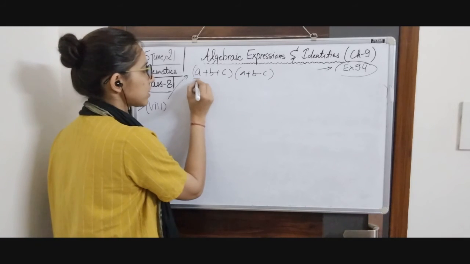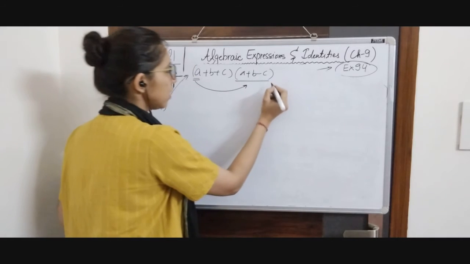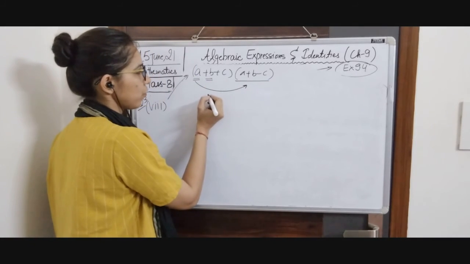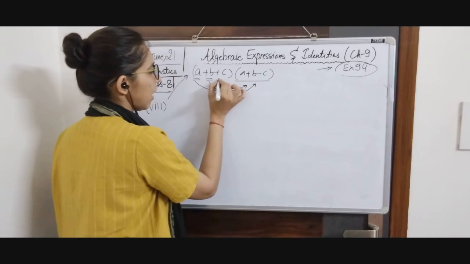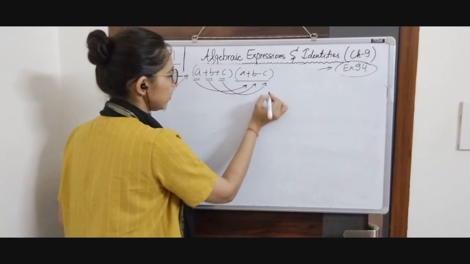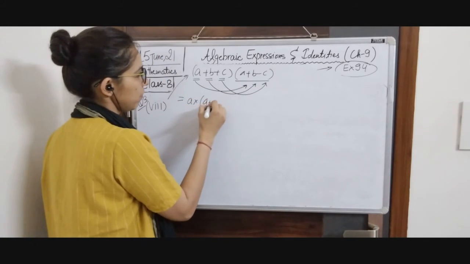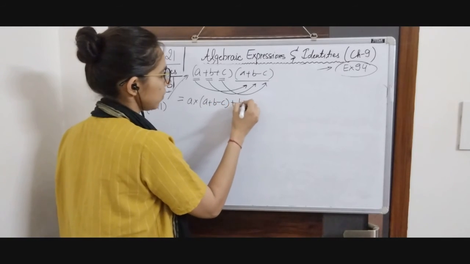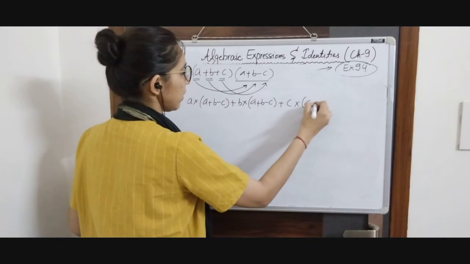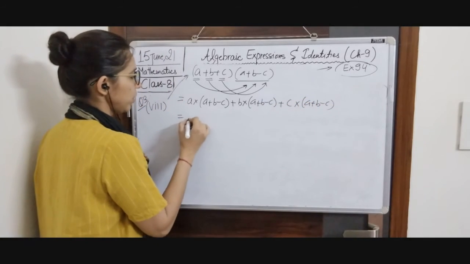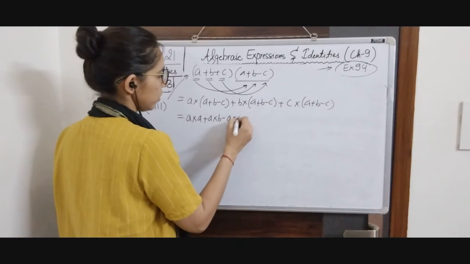So we will start with the first term of our expression and multiply this with the whole of the trinomial. Then I will pick my second term and multiply it with the whole of the trinomial. After that I will pick the third and multiply with the whole. So it will look like this: a into (a + b − c) plus b into (a + b − c) plus c into (a + b − c), which will be equal to a into a plus a into b minus a into c.